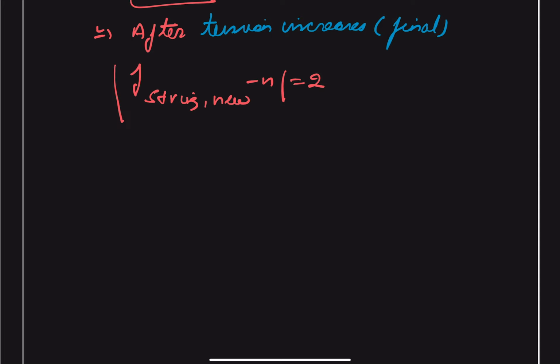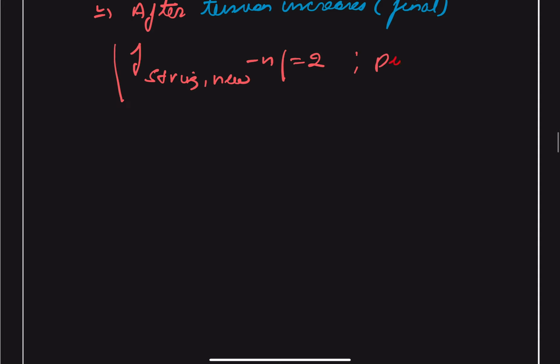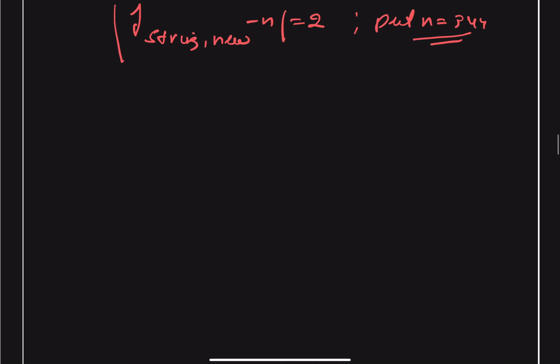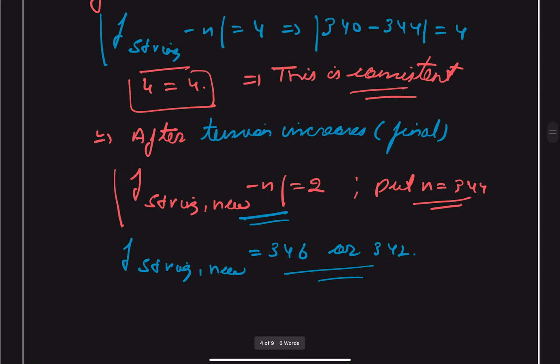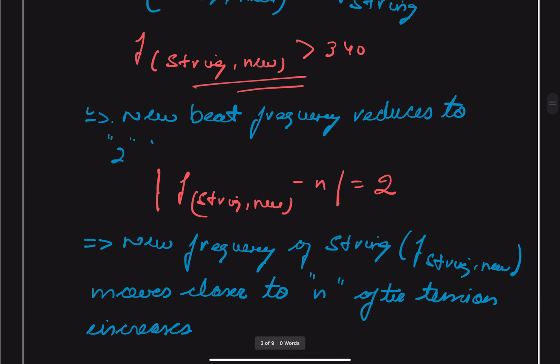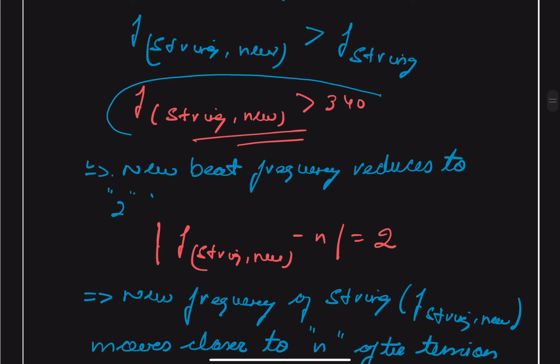Okay. If we substitute here, put n is equal to 344. So we are going to get two values. One value will be f string new will be equal to 346, or that will be equal to 342. So these are two values when we put n equal to 344 in this equation. And we also concluded here that the f string new should be greater than 340. Okay, let us call this equation number 1.